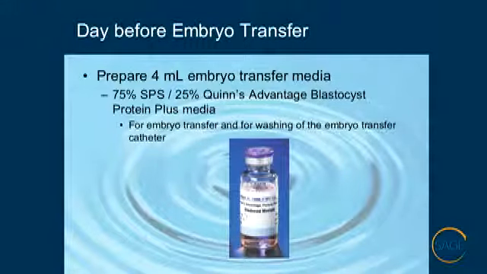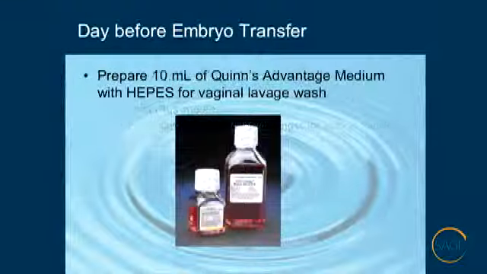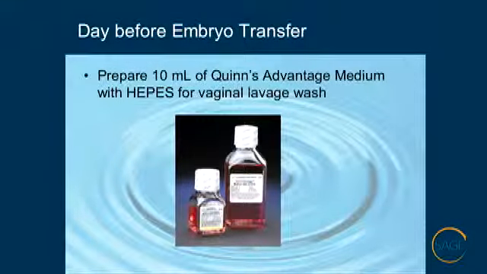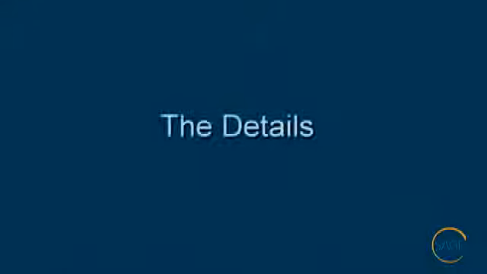4 milliliters of 75% SPS plus 25% Quinn's Advantage Blastocyst medium will need to be prepared for washing catheters and the transfer of embryos. In addition, the laboratory will need to prepare 10 mL of Quinn's Advantage Herpes media for vaginal lavage wash. In summary, the results are in the details.